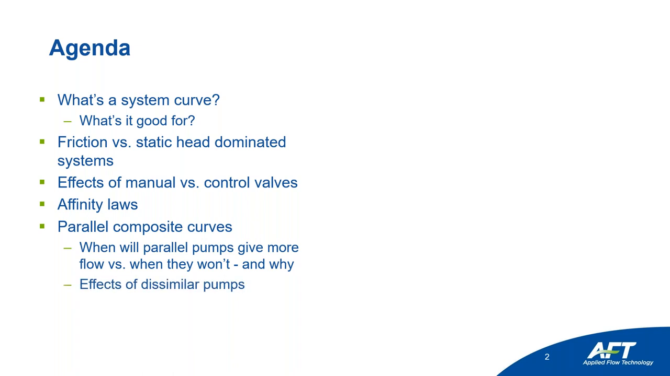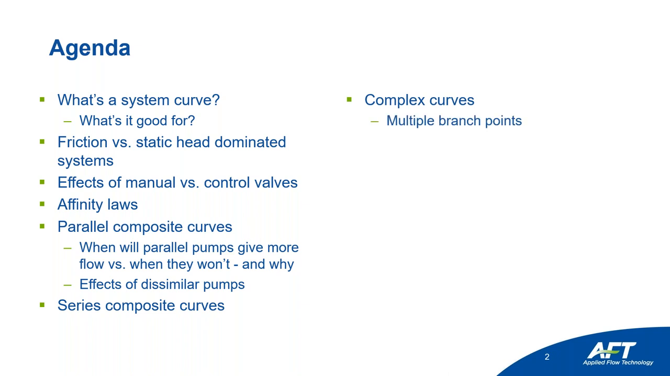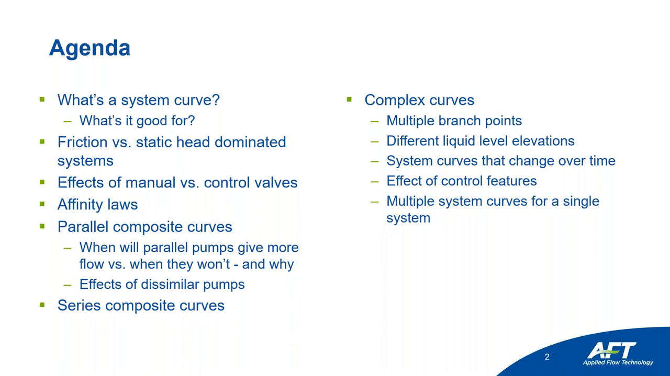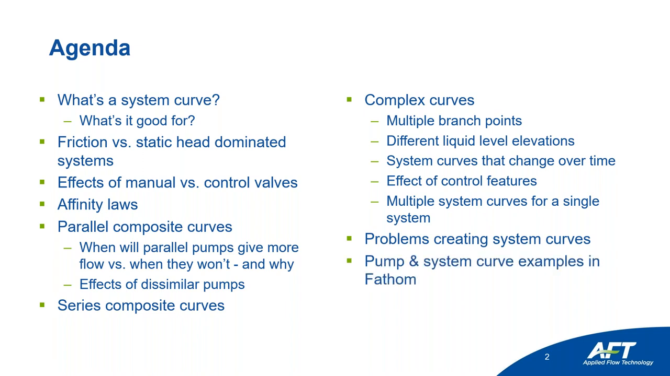We'll also go into the complexities and the effects of when you have pumps that are not the same, or if you have flow splits that are not equal for pumps in parallel systems. So we'll take a look at that. We'll also see what it looks like with having pumps in series and what their composite curves look like. We'll look at complex curves for multiple branch flow paths. We'll see what it looks like when you have different liquid elevations, and system curves that change over time. We'll get into a little bit more about the effective control features, when you can have multiple system curves for a single system. We'll also look at problems creating system curves. And then I'm going to be showing you examples all throughout the webinar.